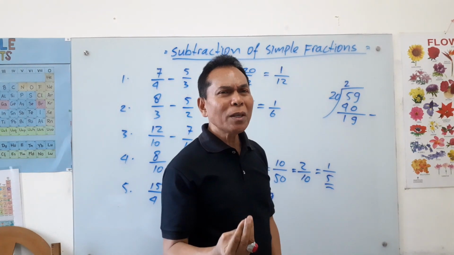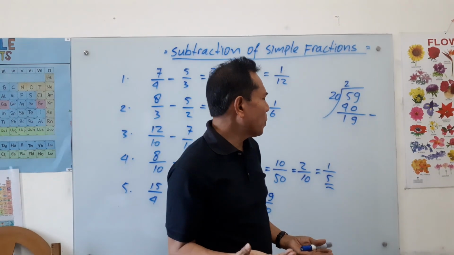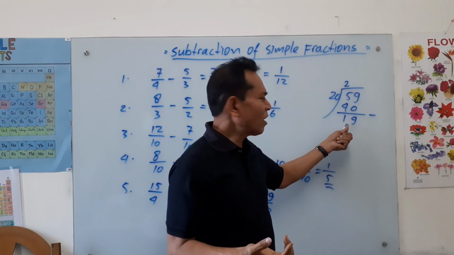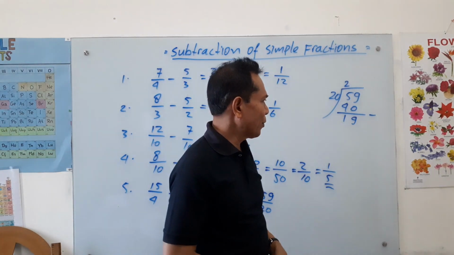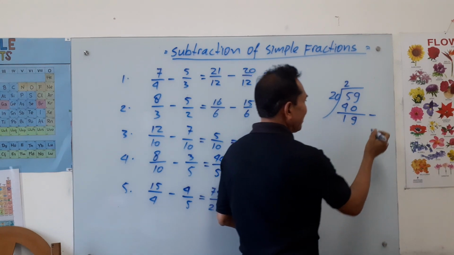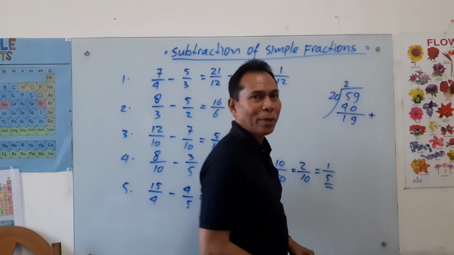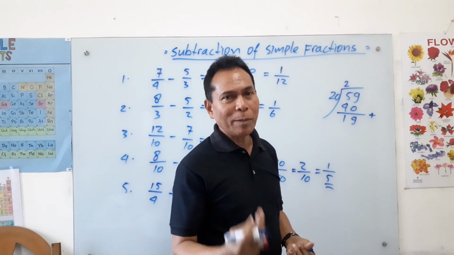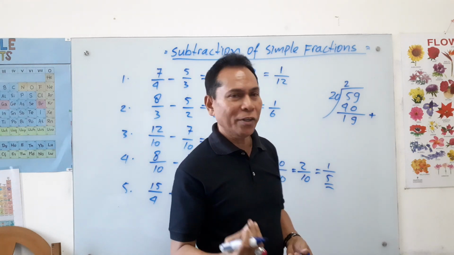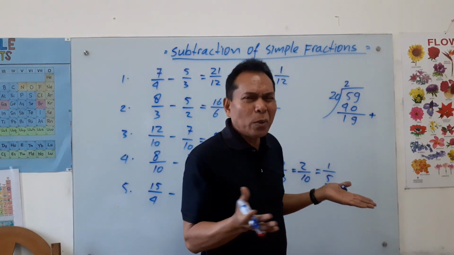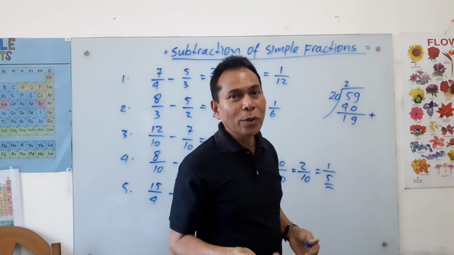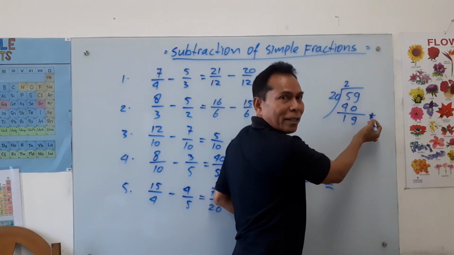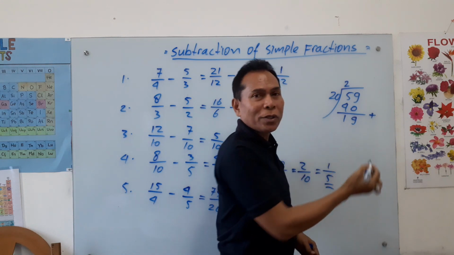Now, if you think, oh, I'm not sure if this answer is right or wrong, you can test it, children, by changing this sign to become positive. Remember, the opposite of addition is subtraction. The opposite of subtraction is addition. If you think 19, oh, I'm not sure, I don't want to use a calculator, but I'm not sure if this 19 is right or wrong, change this sign from negative to positive.